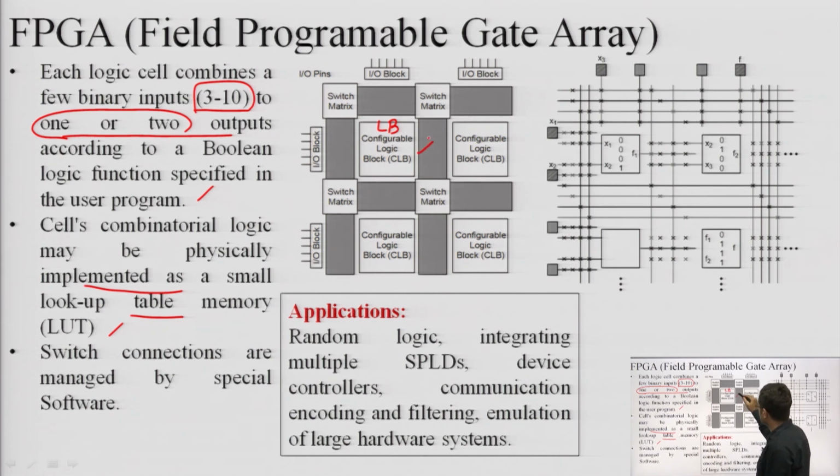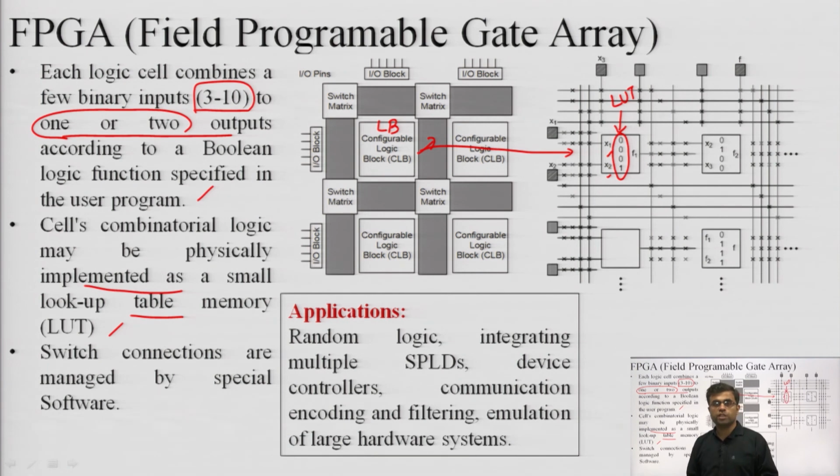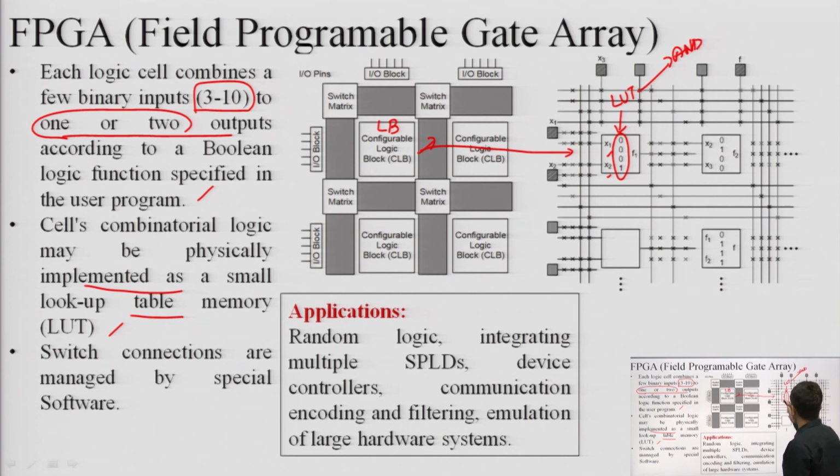You can check this logic block implemented here. There are two inputs, x1 and x2, and this is the lookup table. This lookup table is 0001. That means it resembles which gate? The AND gate. This lookup table resembles the AND gate, and two inputs are there. So this F1 output will be x1 into x2, because this lookup table is the truth table of an AND gate.